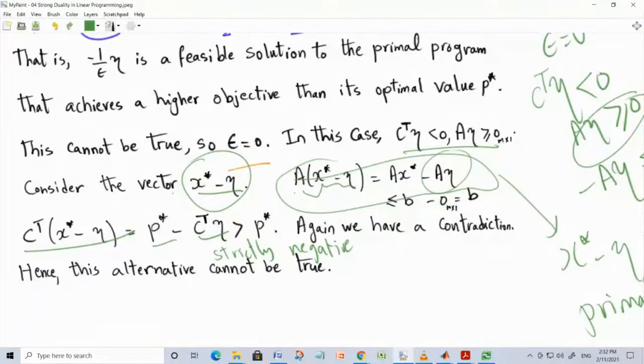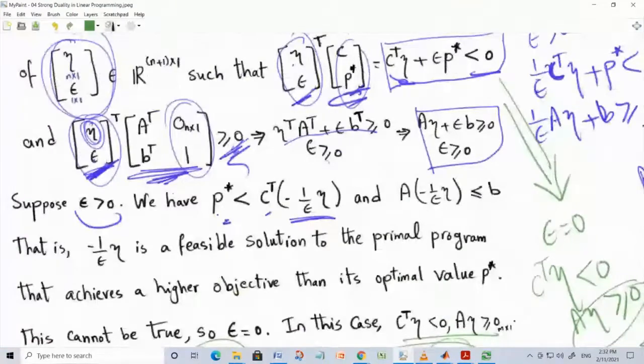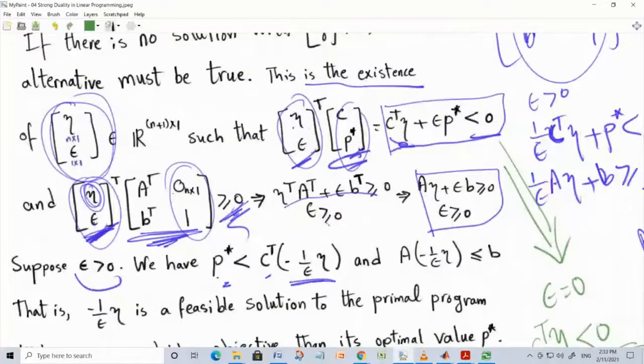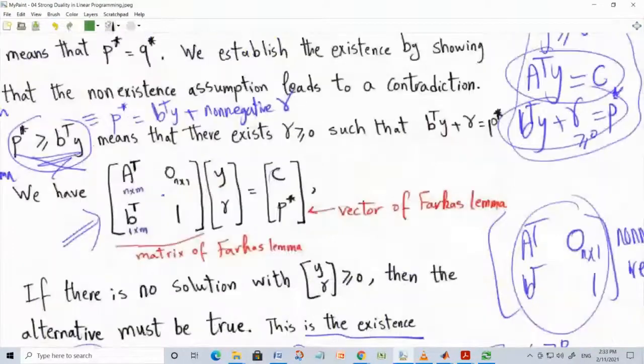Okay, so this contradiction means that the alternative, that there exists a vector eta and epsilon with these properties, leads to contradictions if we assume its existence. So actually this must be false. This alternative must be false. And the Farkas Lemma is a theorem of alternatives. If this is false, then this must be true.